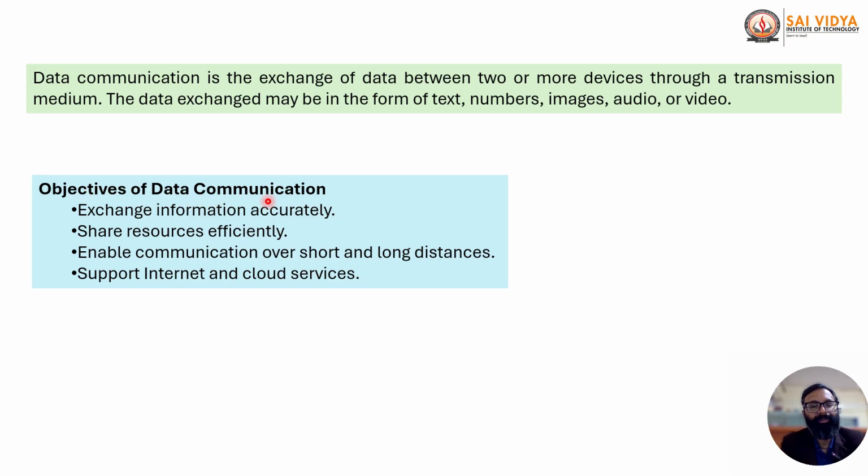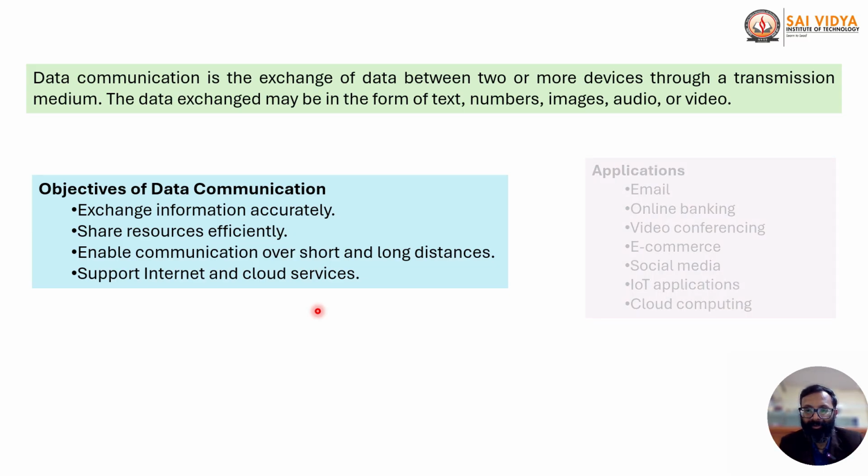So what are the objectives of data communication? The following are the objectives of data communication: exchange information accurately between sender and receiver. We have to use the resources efficiently, and this can help in long and short distance communication, that is, in data communication and computer networks, and it supports internet and cloud services also.